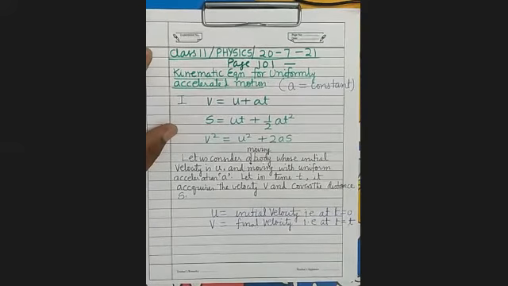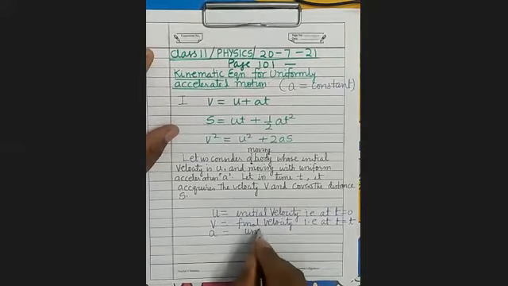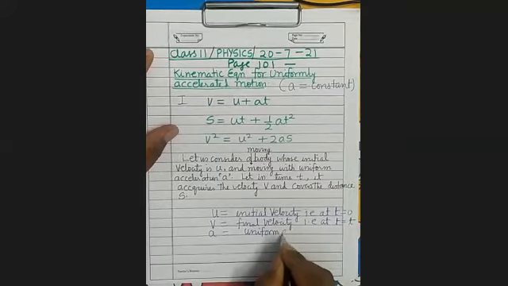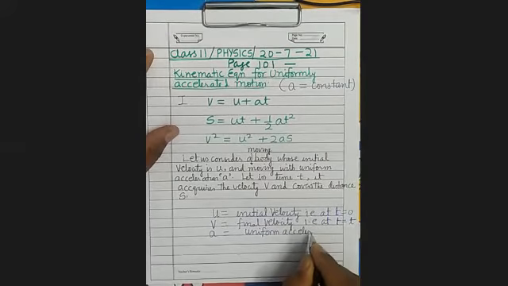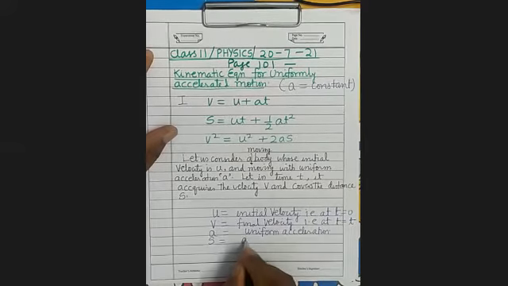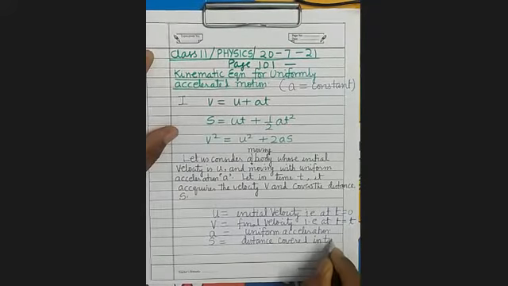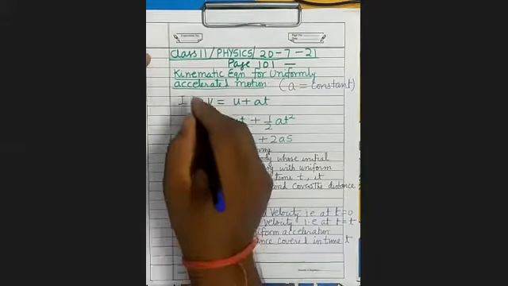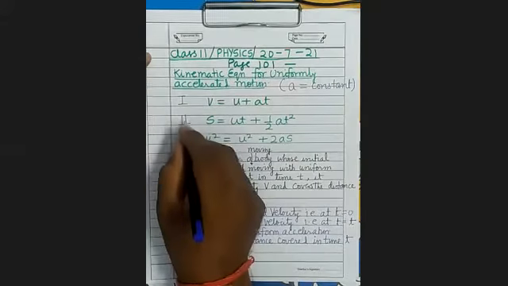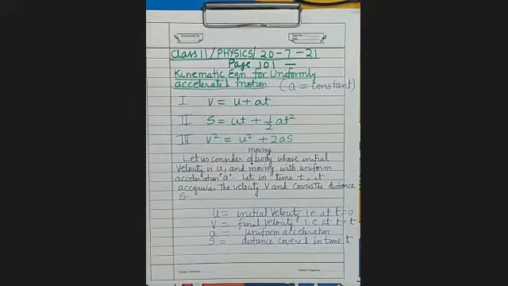a is what? a is uniform, constant acceleration. s is the distance covered in time t. So you can see here, this is the first equation, this is the second equation, and this is the third equation. It's clear. These are the three main equations of uniformly accelerated motion.